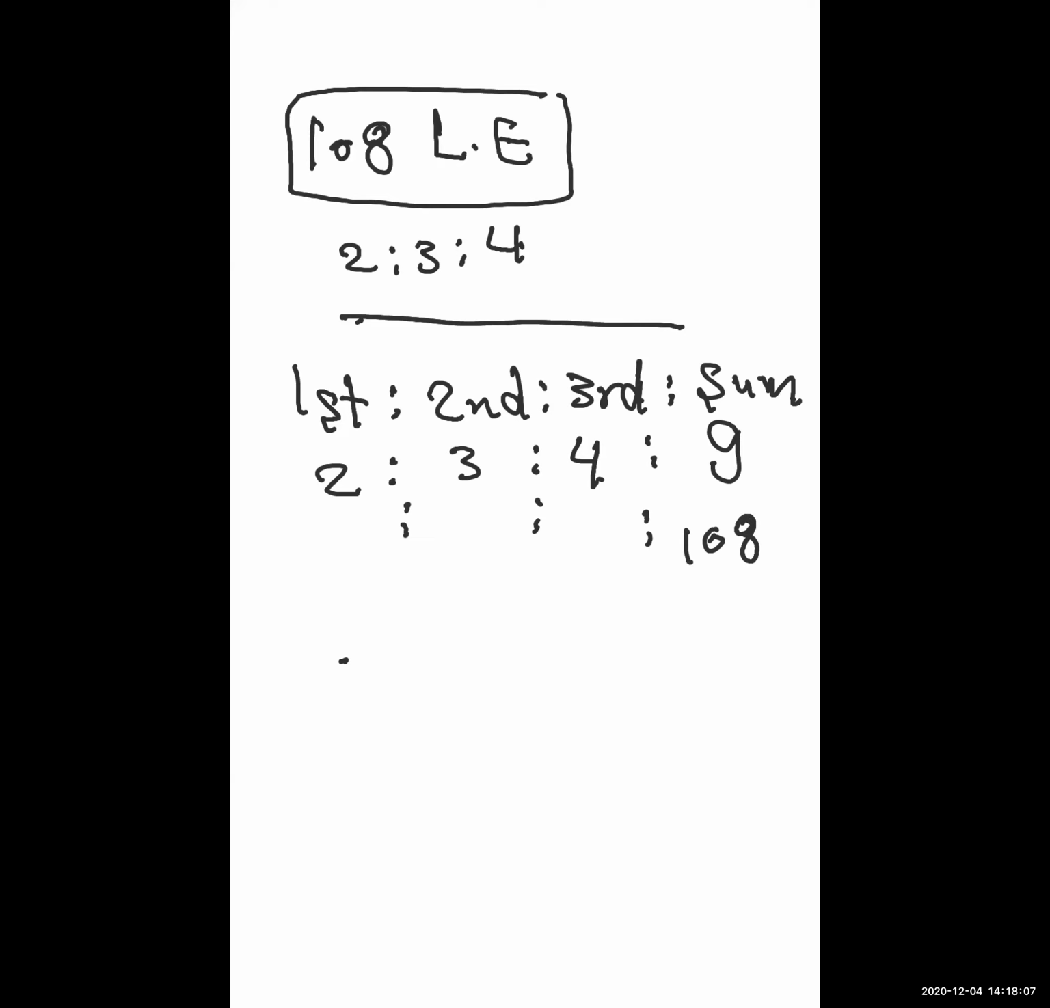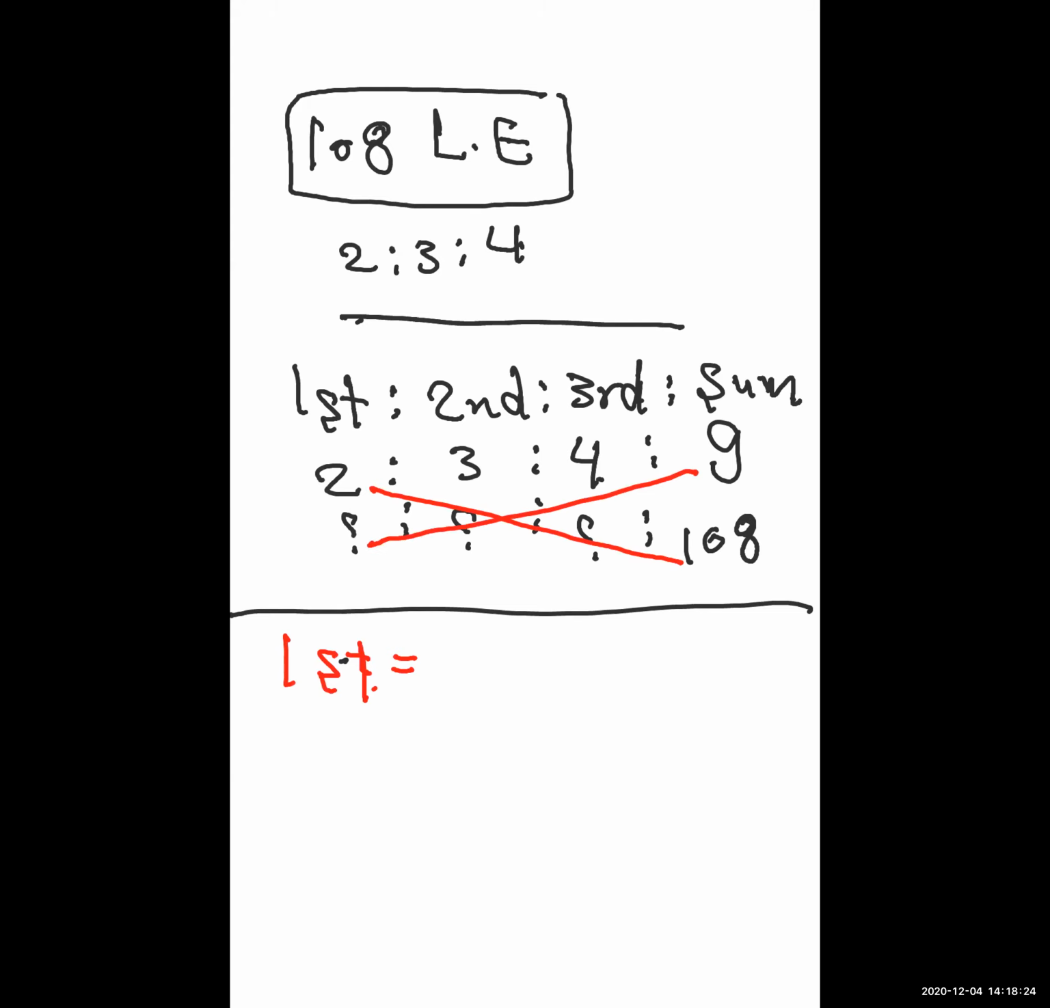Now I can get the share of each one of them, of course, using cross multiplication. So now the first will equal 2 times 108 divided by 9. So it will equal 24 pounds. So the first person will get 24 pounds.